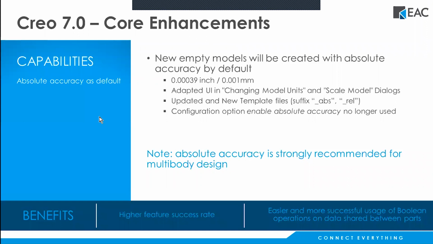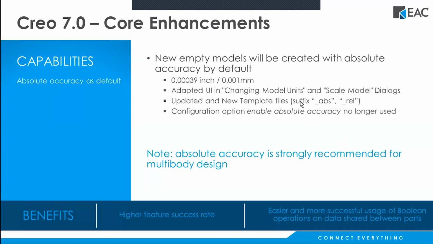One of the interesting things and kind of a big deal with Creo is that now when you create a new part, it is automatically set to absolute accuracy. Before, it's always been relative. I mean, ever since the very beginning.